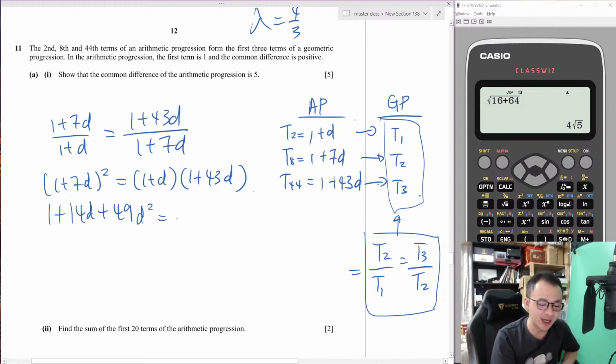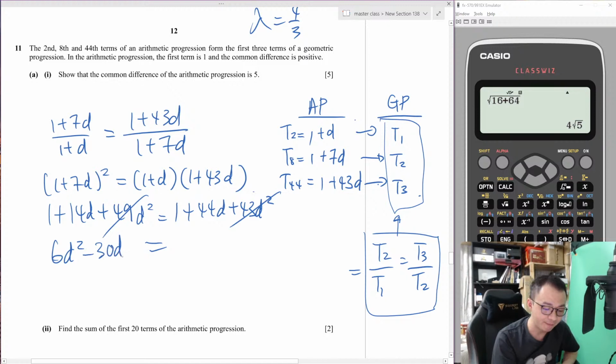Okay, so here I have 1 plus 40 plus 43 plus 1 plus 44D plus 43D square. Alright, I will simplify D square and D square. I will get 6D square. I will simplify the D here. I will get 30 minus 30D. And then, oh nice, this is 0.